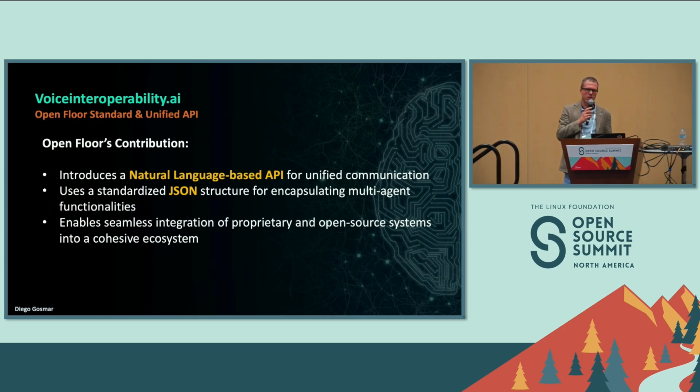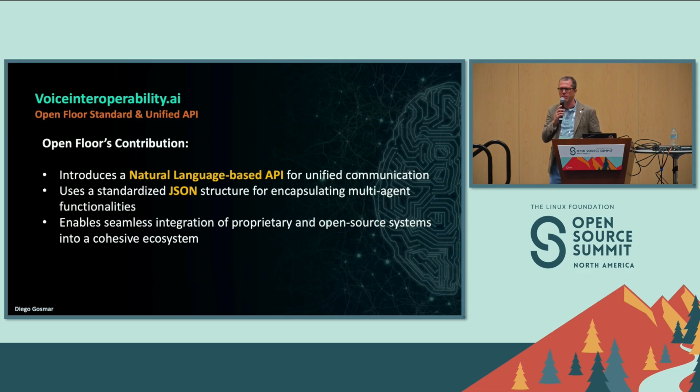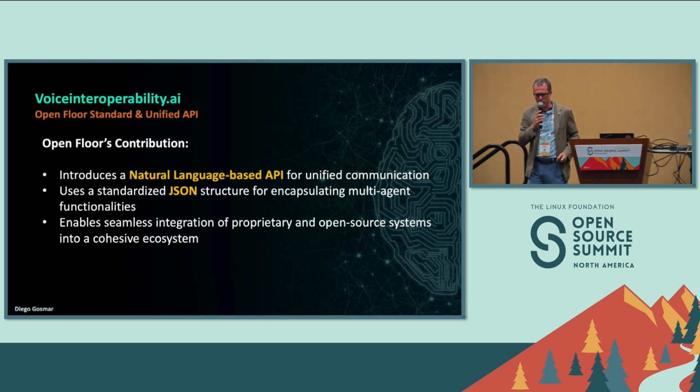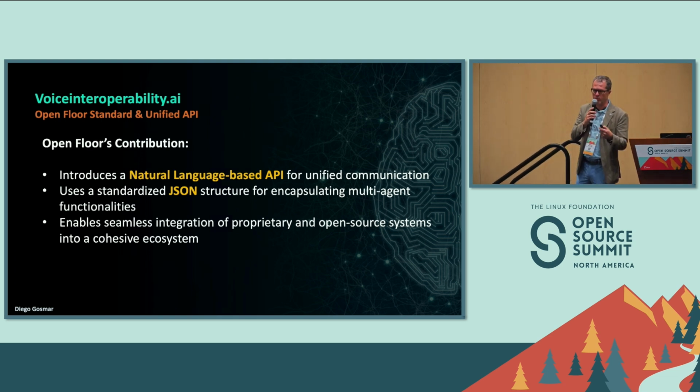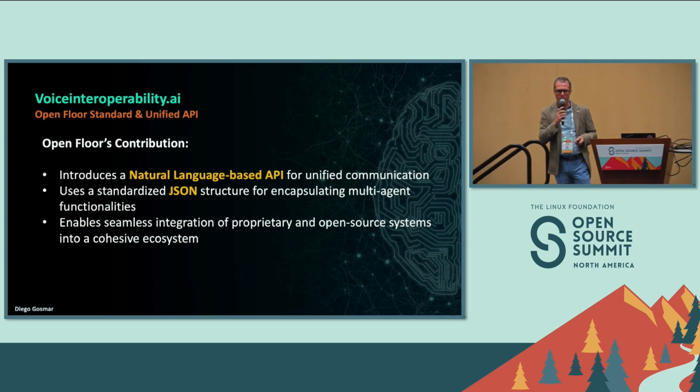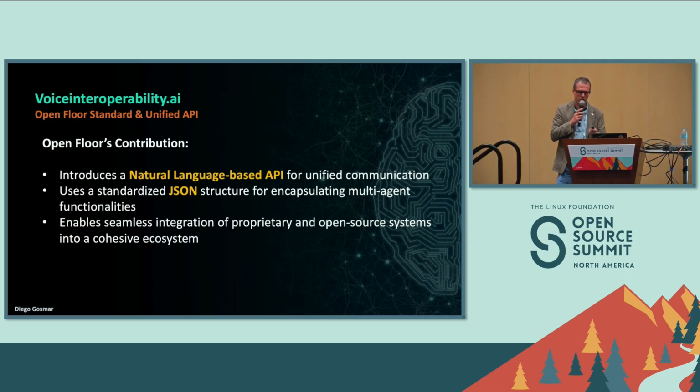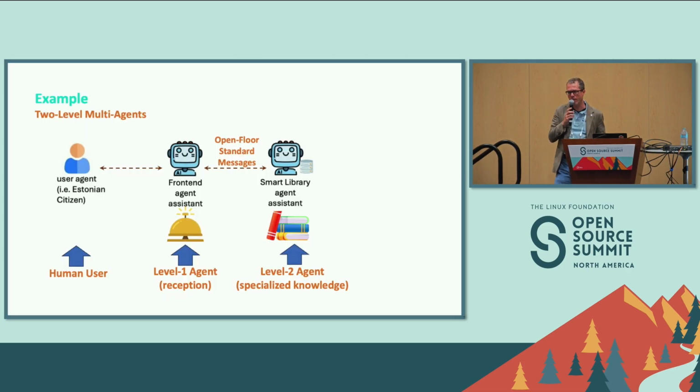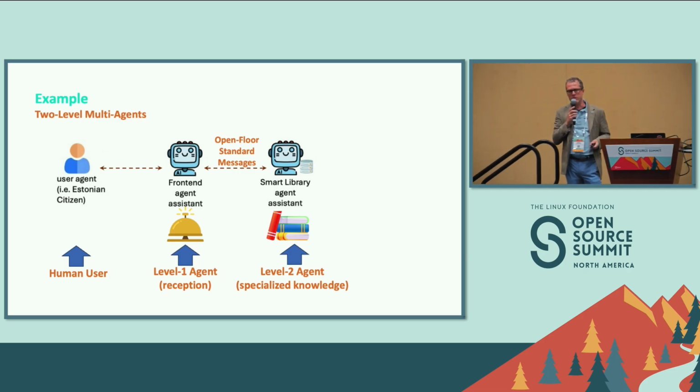We call that universal OpenFloor API. And it's particular because inside the JSON, you can use natural language to interact between agents. So it's a mix of natural language and JSON API that you can use. This is an example that we actually provided.